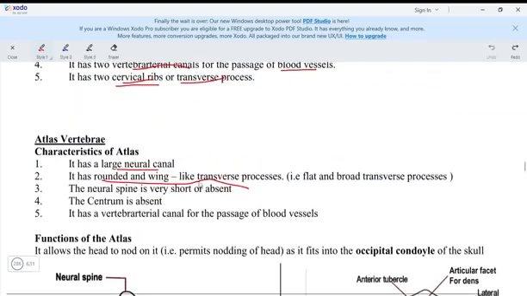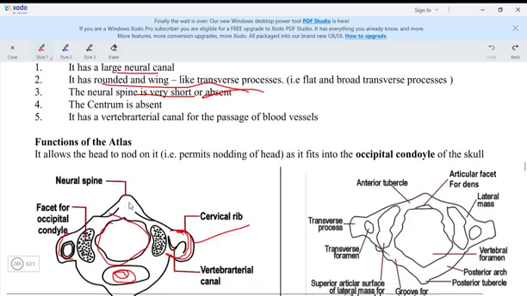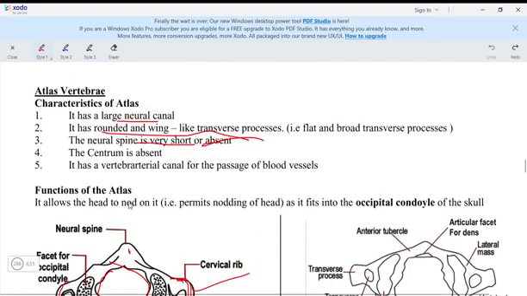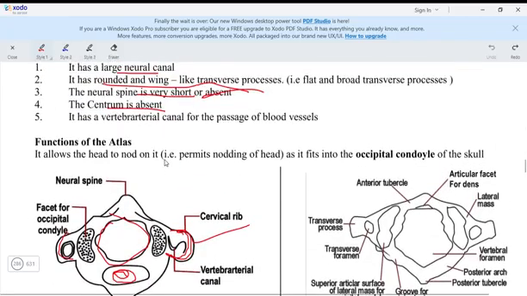Then the neural spine is very short. So it's very short neural spine, or you say it's even absent, though it's there, so you can see very short. So that's the neural spine. The centrum is absent. That's when you are drawing atlas.